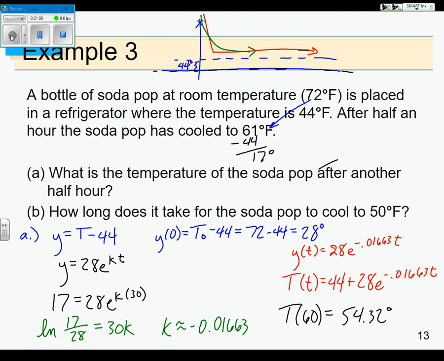I told you it wasn't going to drop all the way down to 50 degrees because it's going to level off. All right, so it leveled off a little bit like the green line at the top shows, and that would be the temperature after another half hour.